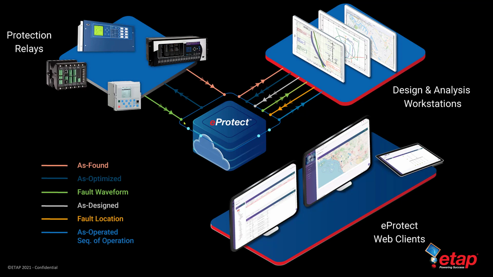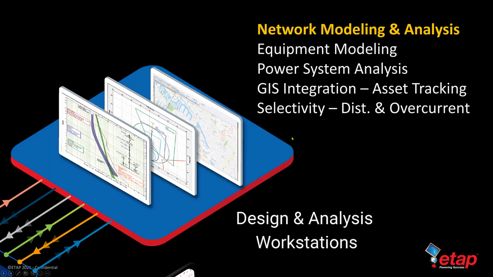From the relay, we also get fault waveform, which can then go inside ETAP for fault location and fault identification analysis. And the fault location information is also available inside EProtect as an outcome from the digital twin model. You can also send the as operated sequence of how the breaker tripped in a particular fault event into ETAP, and then compare the as expected versus as operated system. And then you can diagnose: did the relay operate adequately or not?